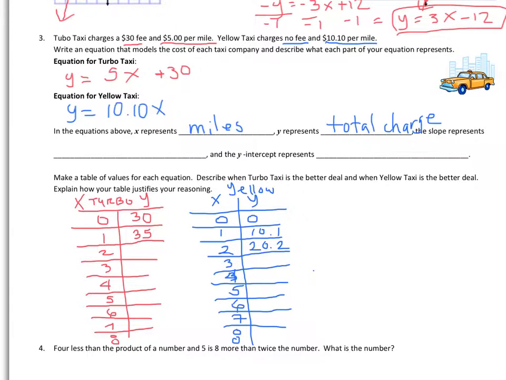Offhand, I would say yellow is better, certainly at 1 mile, because I've only spent $10.10 as opposed to $35 for TurboTax. But I gather TurboTax at some point becomes a better deal because it says it does. When? Write down those answers, and you'll get that.